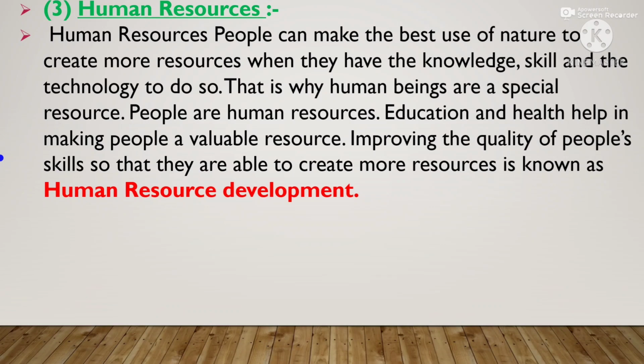Then next one is your human resource. So human resources, people can make the best use of nature to create more resources when they have the knowledge, skill, and the technology to do so. That is why human beings are also special resources, and those are called your human resources. People have knowledge, skill, and technology, by the use of which they can use different natural resources. They can make human-made resources from natural resources. So human beings also are the special resources, and they are called your human resources.